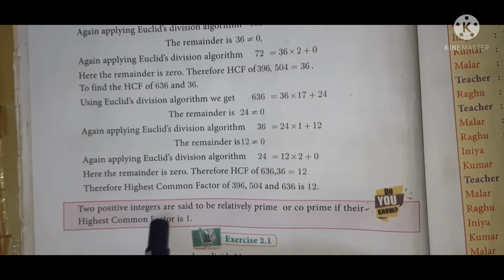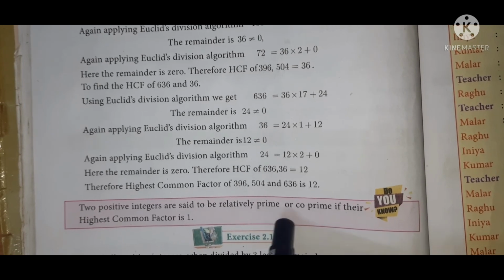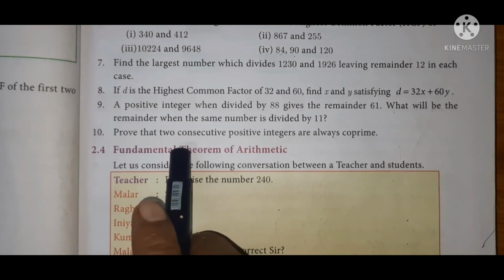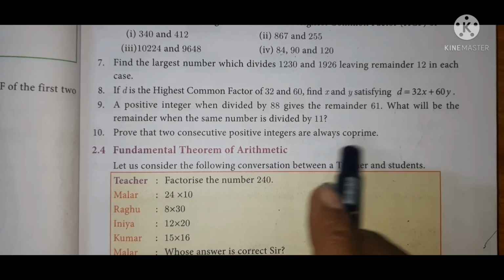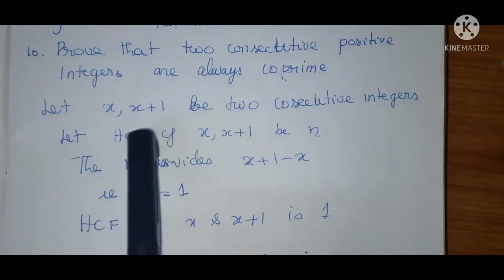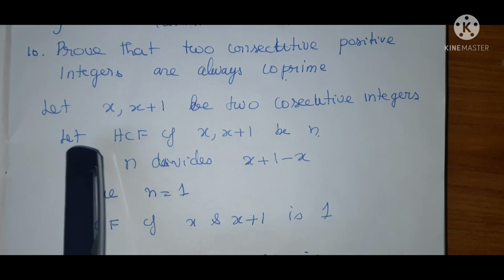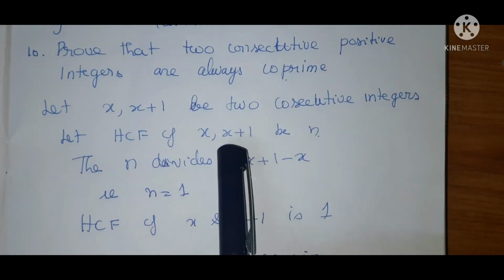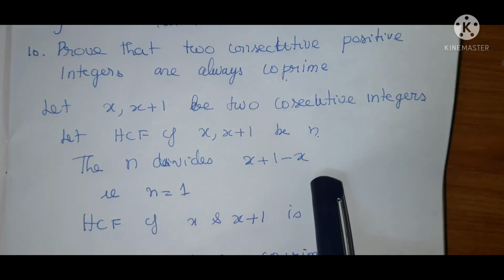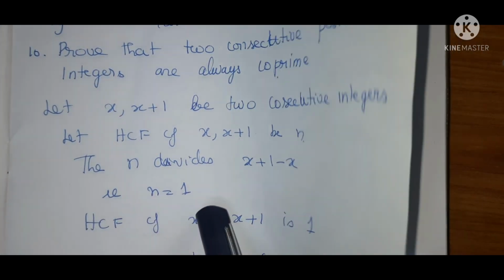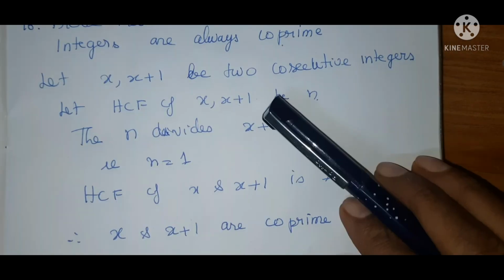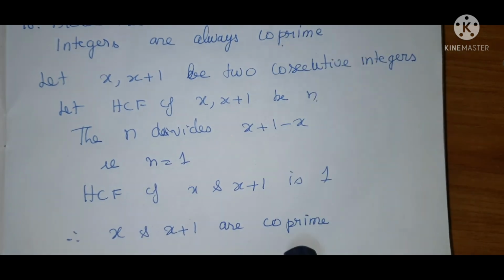Two positive integers are said to be relatively prime or co-prime if their highest common factor is 1. Prove that two consecutive positive integers are always co-prime. Let x and x plus 1 be two consecutive integers. Let the HCF of x and x plus 1 be n. Then n divides x plus 1 minus x, that is, n is equal to 1. The HCF of x and x plus 1 is 1. Therefore, x and x plus 1 are co-prime.